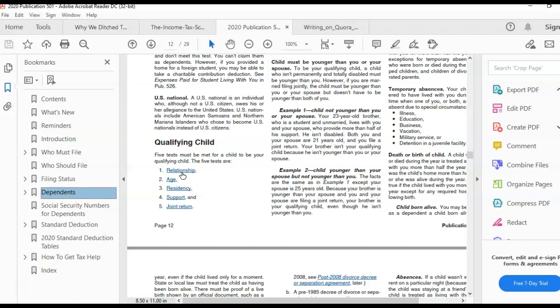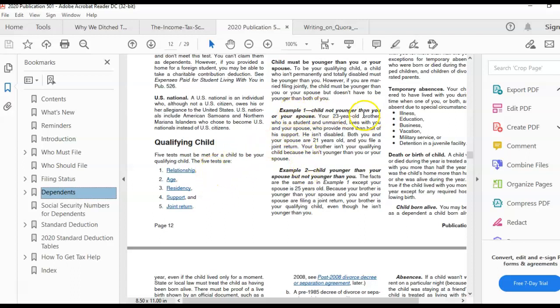Then we talk about support. Support is the dependents must not provide more than 50% of their own support. Joint return means the dependents, if they're married, must be filing a tax return only to receive a benefit and not because they're required to. So those are the breakdown of the five tests that you want to be familiar with.